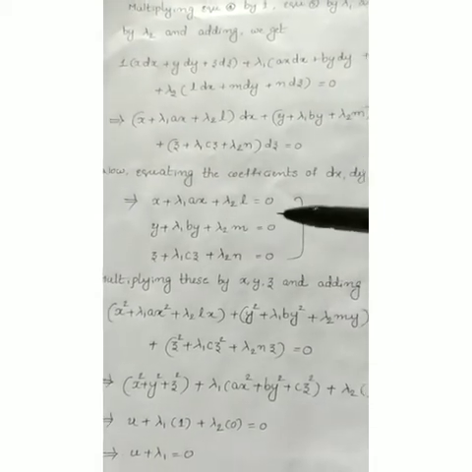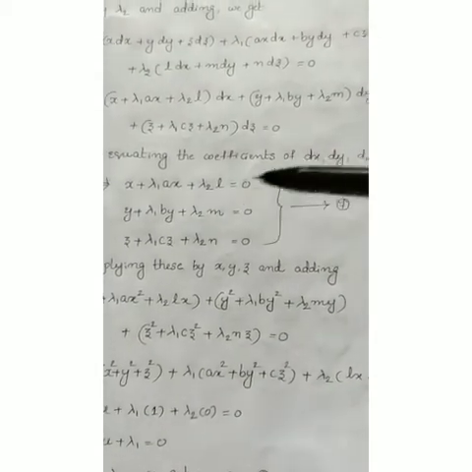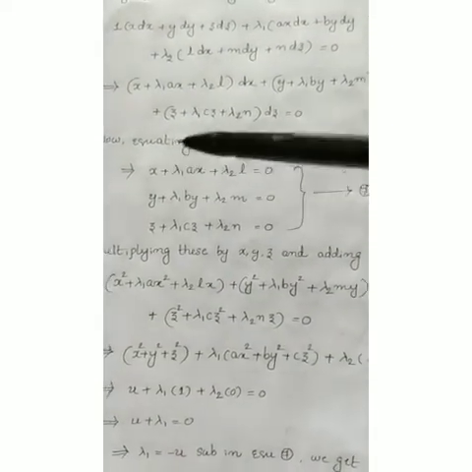Now equating the coefficients of dx, dy, dz to 0, that is x + lambda 1 ax + lambda 2 l = 0, and y + lambda 1 by + lambda 2 m = 0, z + lambda 1 cz + lambda 2 n = 0. So this is equation number 7. And multiplying these equations by x, y, z respectively and adding. Now multiplying the first equation with x, the second equation with y and the third equation with z.